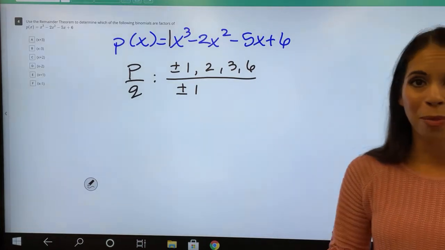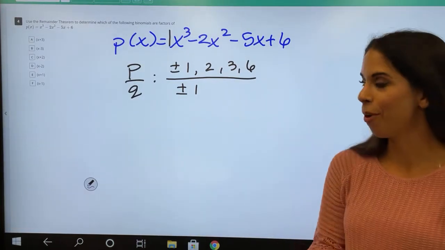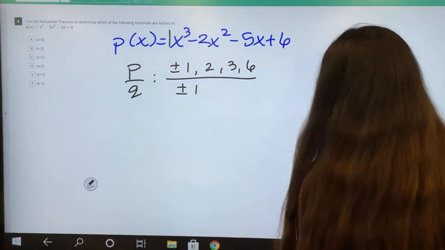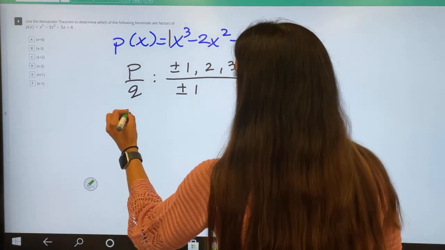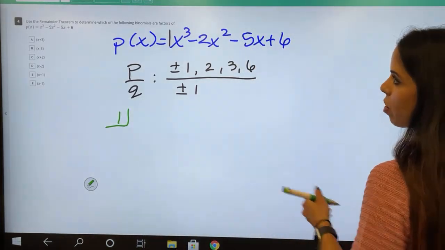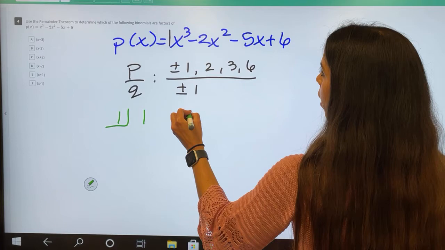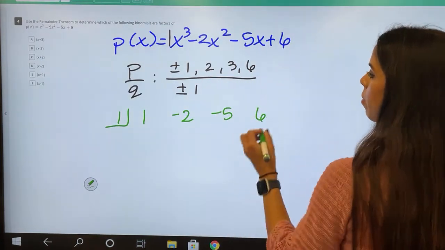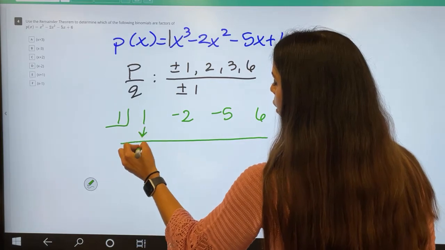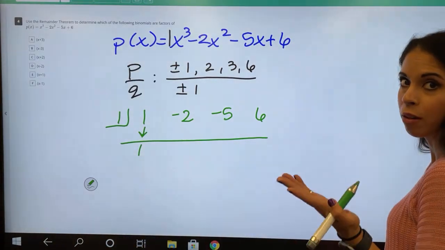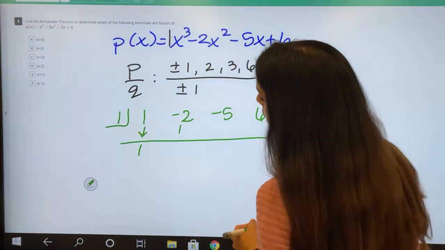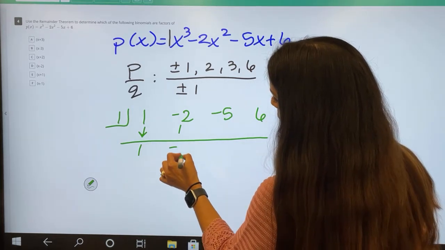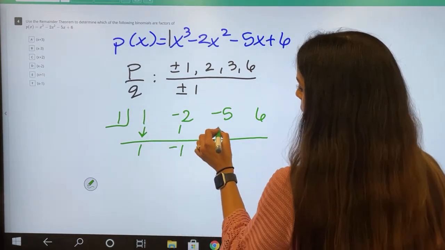And we always start with which one? 1. So I'm gonna do that. So we'll start with 1. And let's put our coefficients. So we have a 1, negative 2, negative 5, and 6. 3, 2, 1, 0. They're all there. Bring down the first term and then start multiplying. 1 times 1 is 1. Negative 2 plus 1 is negative 1. Negative 1 times 1 is negative 1.